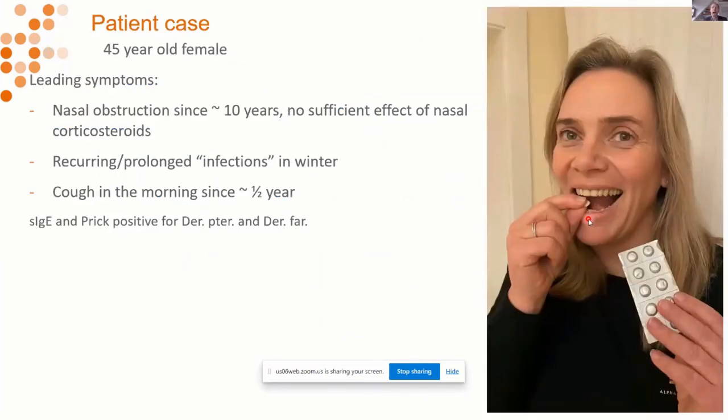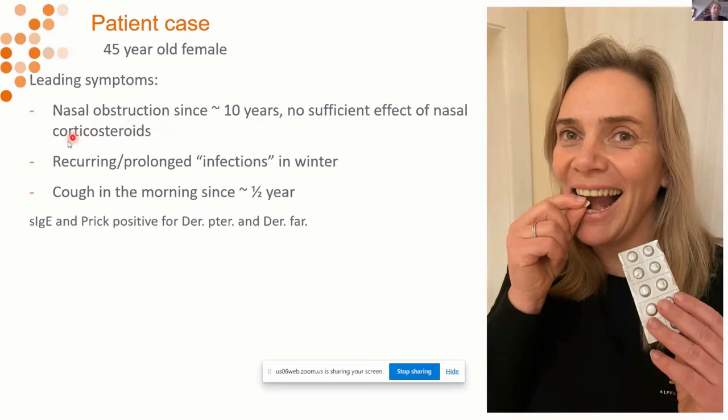So now I will come to a patient case so that you see how a typical course of this treatment works. So this is a 45-year-old female, and her leading symptoms were quite typical. She had nasal obstruction for approximately 10 years. She tried nasal corticosteroids, but she still had symptoms. And it's very typical that the patients have the symptoms since many, many years. So 10 years is not unusual.